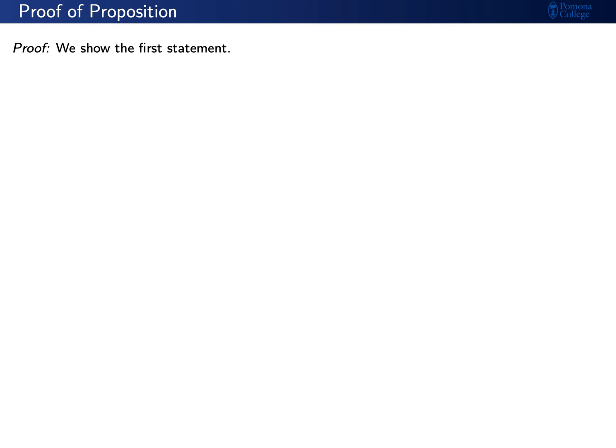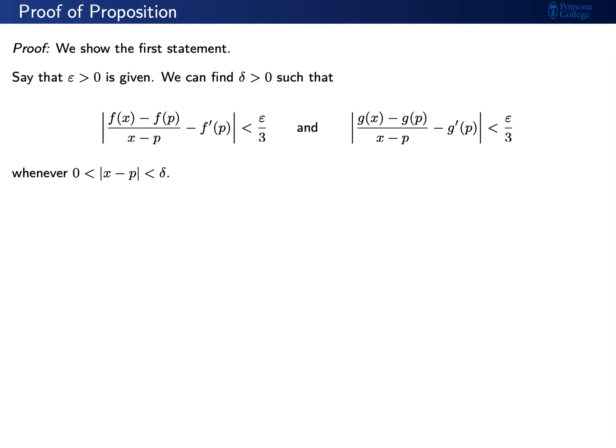Let's go ahead and prove the first statement, that the sum of differentiable functions is differentiable. Let's say that epsilon is given and positive. We know, since limits exist, that there exists a positive delta such that we have the following inequalities, as you see here on your screen.